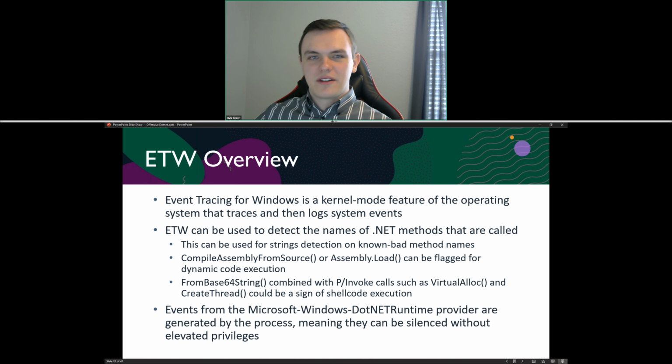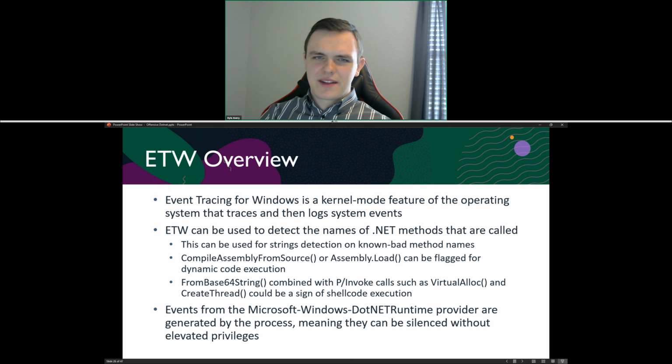there are some other methods, even if you were to change all of those, right? So if I use something like compile assembly from source or assembly.load, this could be flagged by ETW for dynamic code execution, and that's not something that you can easily change. You could also combine something like from base64 string and pinvoke calls such as virtual-alloc and create thread to look for shellcode execution without necessarily being able to obfuscate those very easily as well.